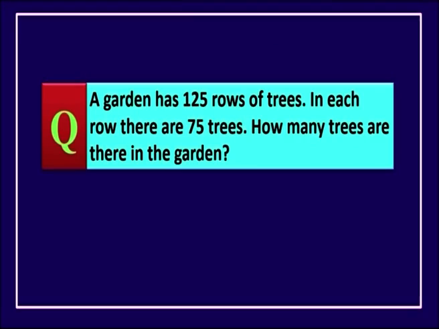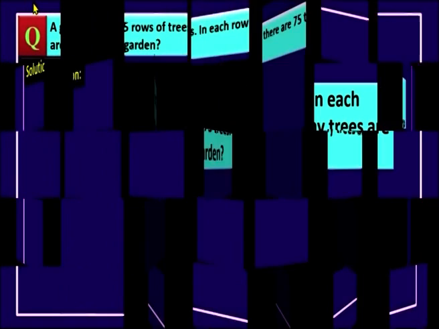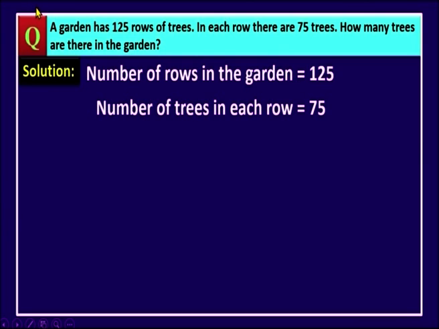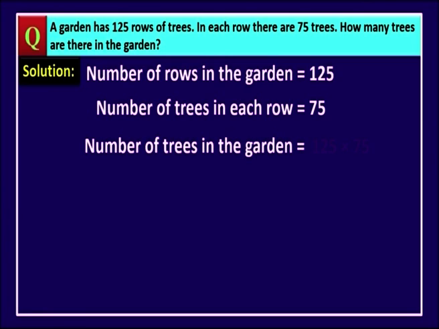A garden has 125 rows of trees. In each row there are 75 trees. How many trees are there in the garden? So let us start with the solution, children. The number of rows in the garden is 125 and the number of trees in each row is 75. So to find the number of trees in the garden, we need to multiply 125 and 75.